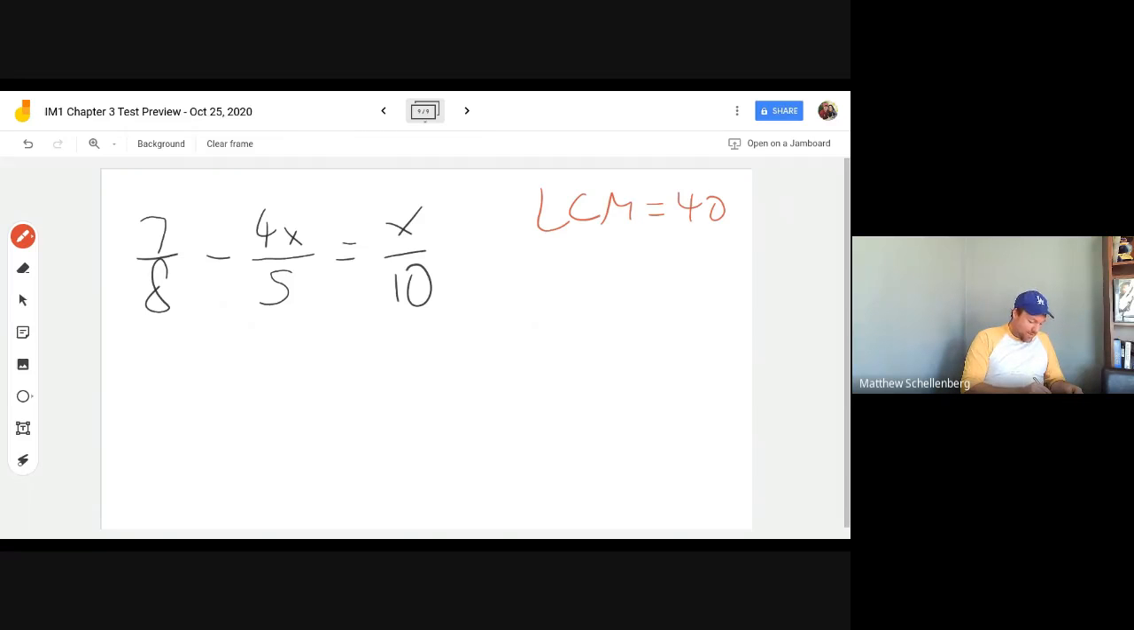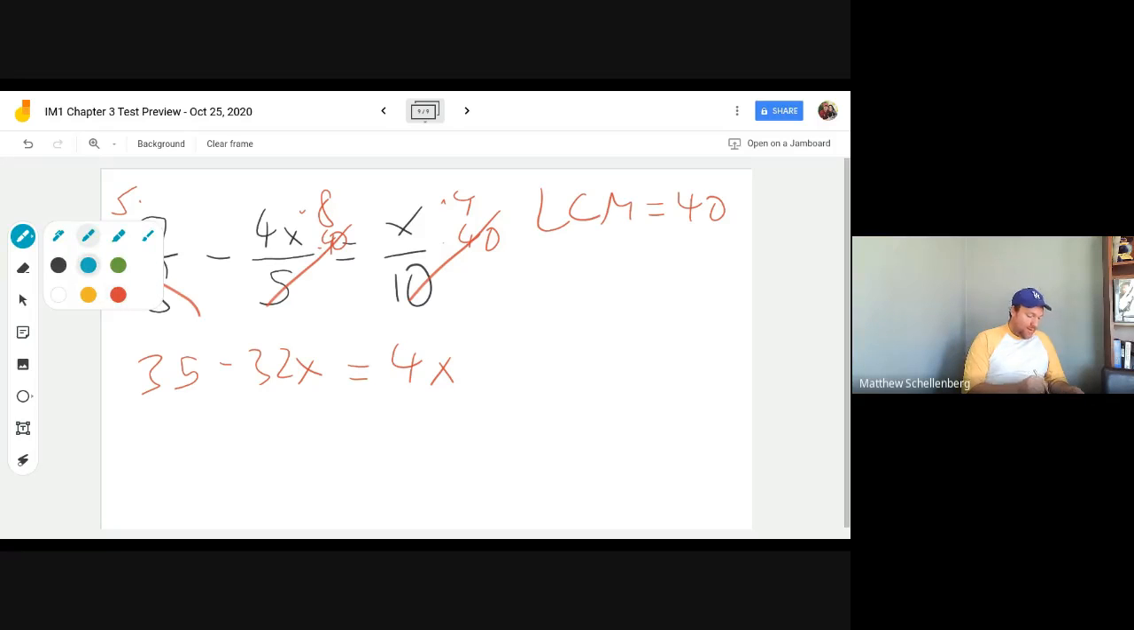So what the fraction buster says is you would multiply by that LCM on each fraction. And so 40 divided by 8 is 5. 40 divided by 5 is 8. And 40 divided by 10 is 4. And you just multiply these. Okay, so 5 times 7 is 35. Minus 4 times 8 is 32, and we still have an x there. And 4 times x is 4x.